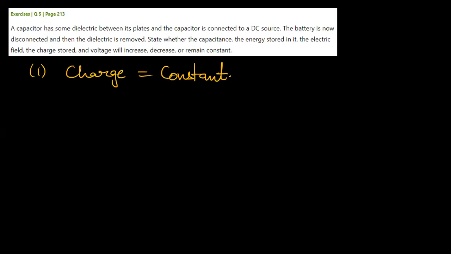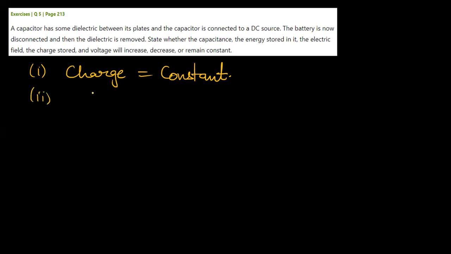The question says, state whether the capacitance, energy stored, electric field, charge stored, voltage will increase, decrease, or remain constant. According to the first line itself, I have explained that the charge will remain constant. Initially, there was a capacitor connected to a DC source. After the source is removed, the charge will not go anywhere. It will remain as it is. So the charge is constant.